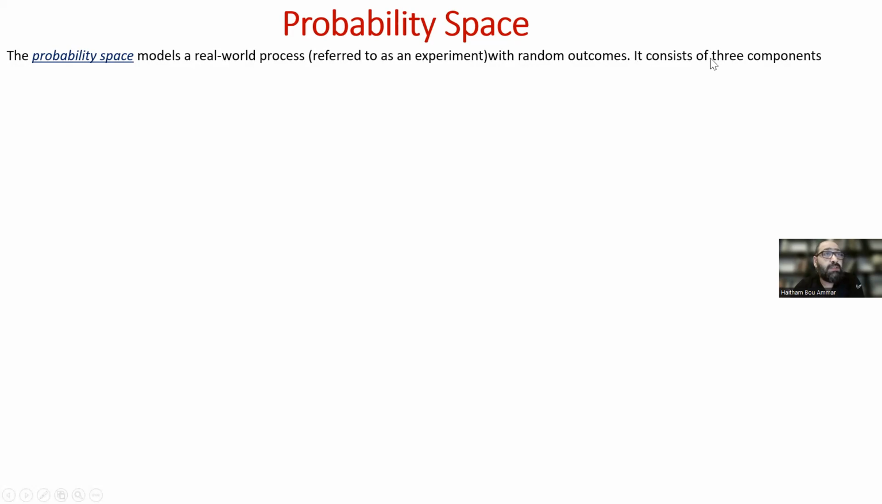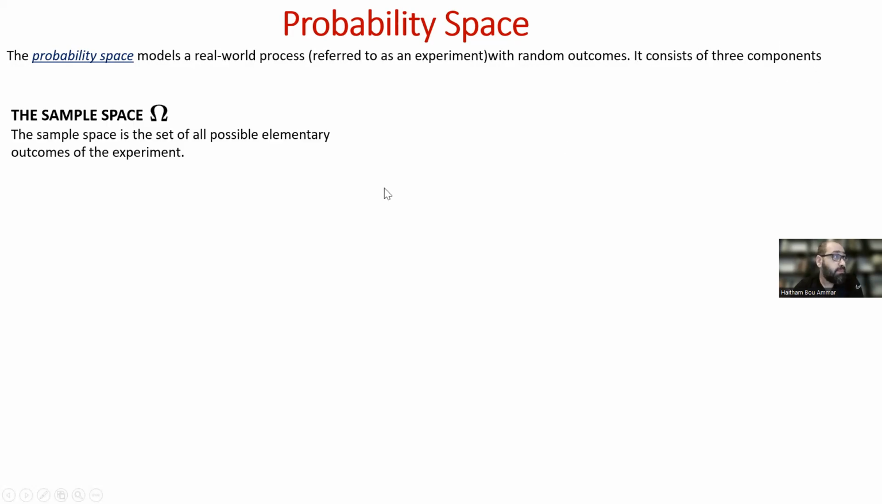The probability space consists of three main components. The first component is what we call the sample space, denoted by this big omega, a Greek letter. The sample space is the set of all possible elementary outcomes of the experiment. You are executing this real-world experiment, and the sample space is the set of all the possible outcomes you can get from it.